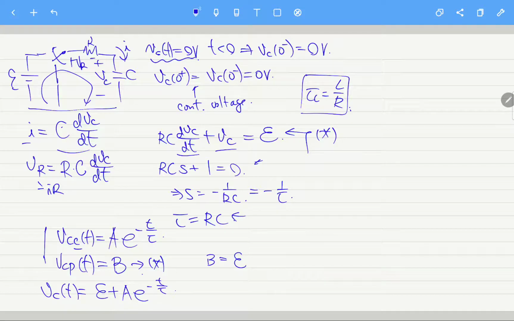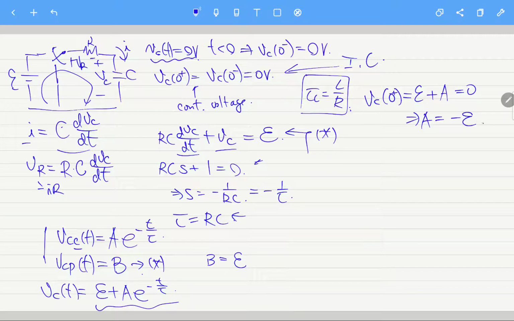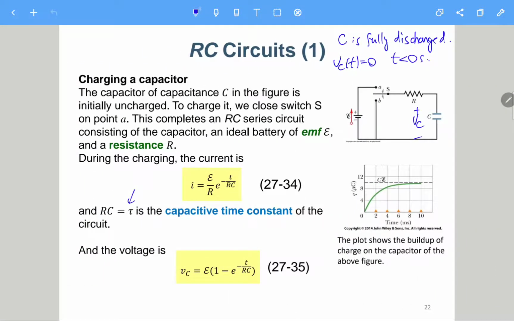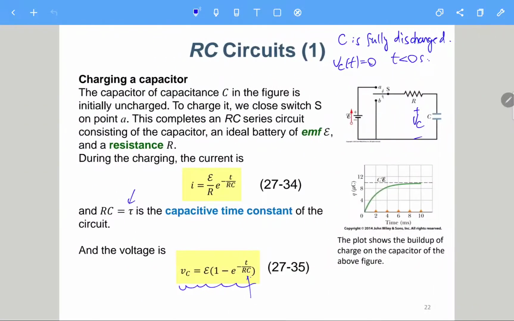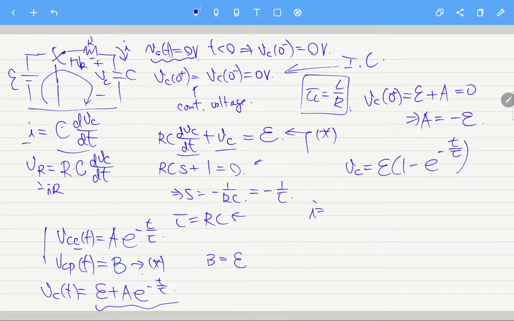We now make use of the initial condition. VC(0+) is E plus A times exponential to 0, which is 1, so E plus A equals 0. So A equals minus E. In that case, VC should be E times (1 minus exponential to minus t over tau), where tau is RC. And if you try to find the current, it is I equals C dVC/dt.